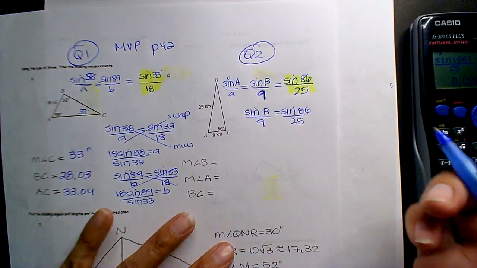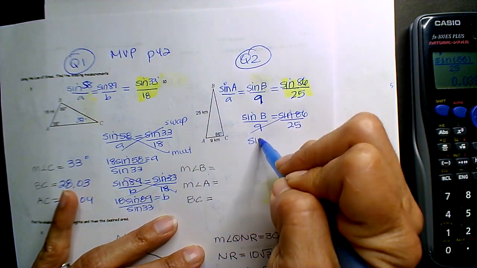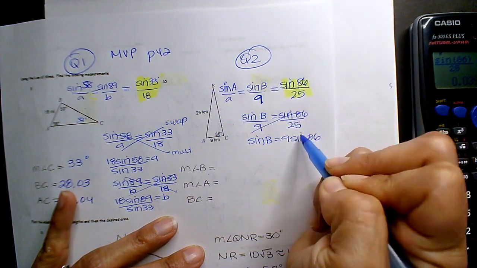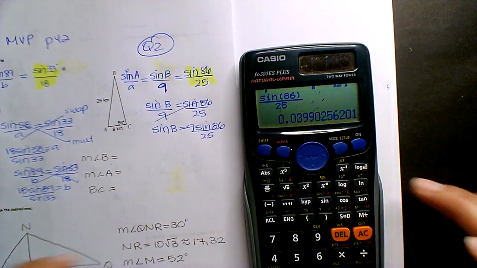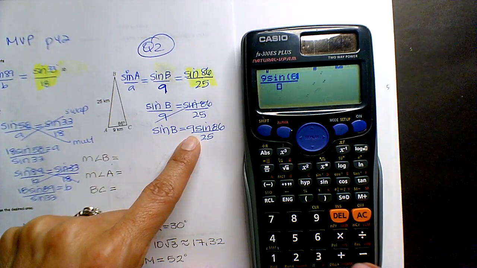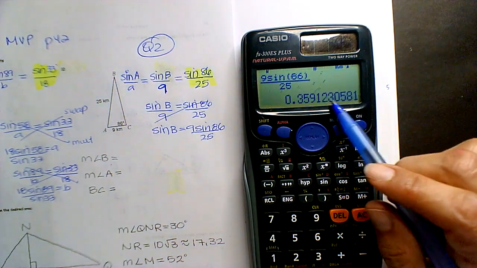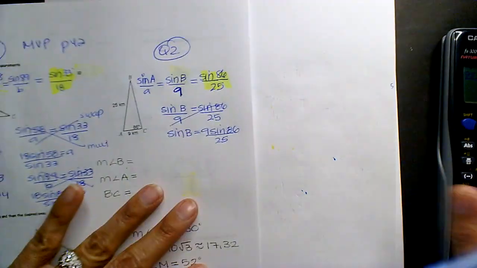All right, I just load it up. So this I'm gonna multiply, and I'm gonna leave this here. So sine of B equals 9 times the sine of 86 all over 25. And that's because you should know how to use the cross product property. Sine of 86, 25. Okay, and I get 0.36.